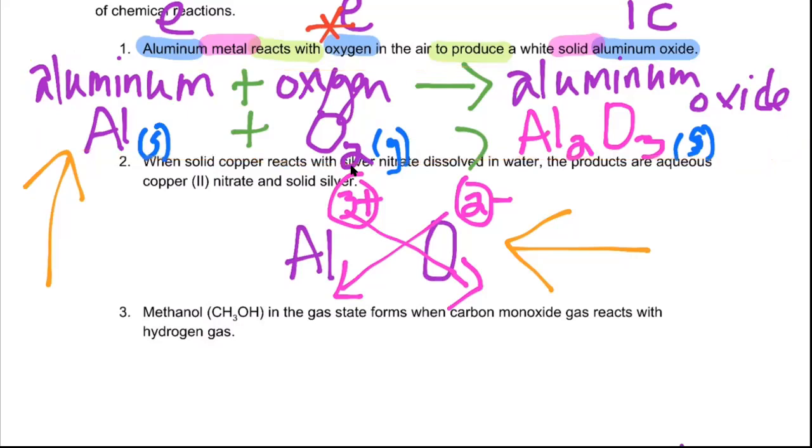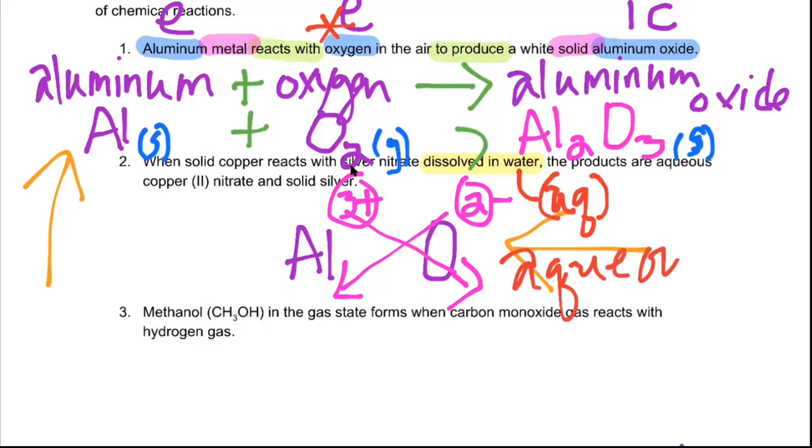So if we look here, on number 2, it says when solid copper reacts with silver nitrate, and then it says dissolved in water. Okay. Dissolved in water is another phrase that's going to pop up. And if you have gone through the notes on Canvas, you saw that if it says dissolved in water, you use the state symbol AQ. So it's not a solid, it's not a liquid, it's not a gas. It's actually called an aqueous solution. And anytime you have an aqueous solution, it means that you took some substance and you dissolved it in water.